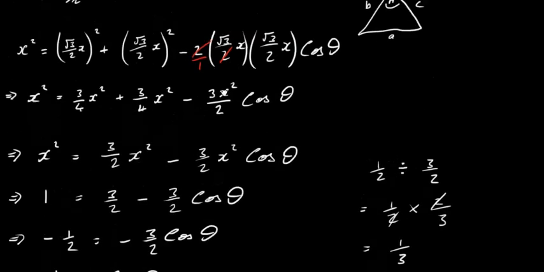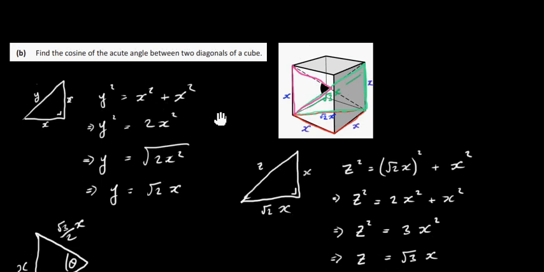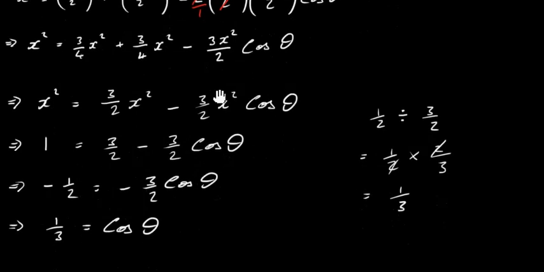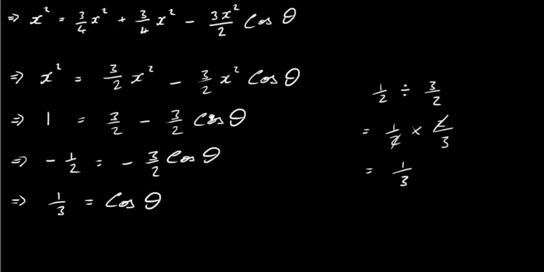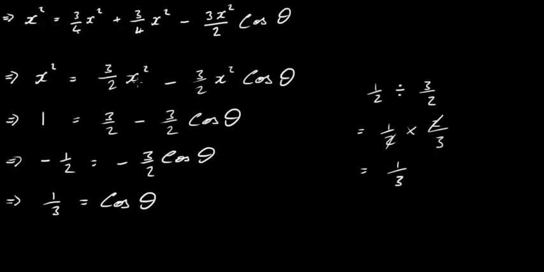That's all we were asked to do, I think, in this question. Find the cosine of the acute angle between the two diagonals of the cube. So that's this black marked angle here. So we found that the cosine of that angle between the two diagonals, we call it theta, and we found that the cos of theta is 1/3.